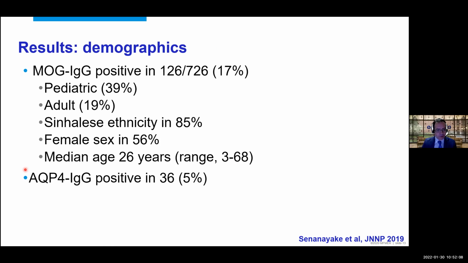And in comparison over the same time period, it was found that aquaporin 4 antibodies were positive in approximately 5%. So it seemed like MOG antibodies were 3.5 times more common. And that's a bit different from what's been reported in other regions of the world, including in Japan, where the aquaporin 4, I believe, seems to be a little bit more common.